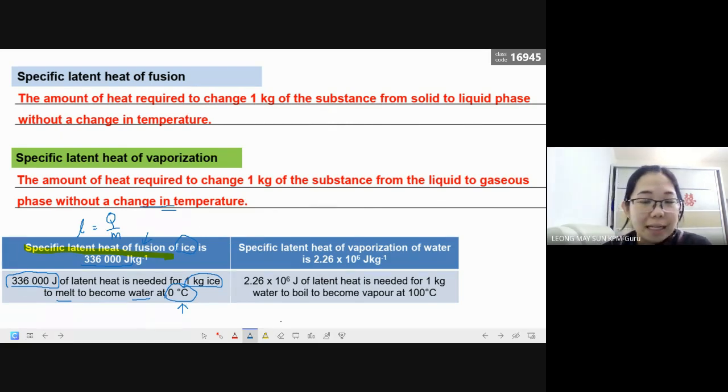Now, the specific latent heat of vaporization of water, which means we are changing from water to gas, is 2.26 times 10 to the power of 6 joule per kg. This means that 2.26 times 10 to the power of 6 joule of latent heat is needed, or absorbed, for 1 kg of water to boil and become vapor at 100 degrees Celsius. So this is what it means.